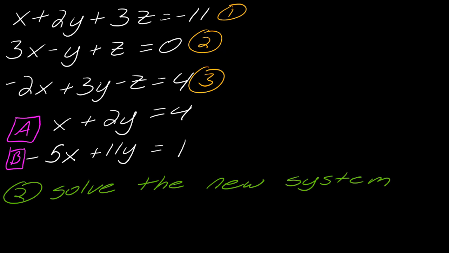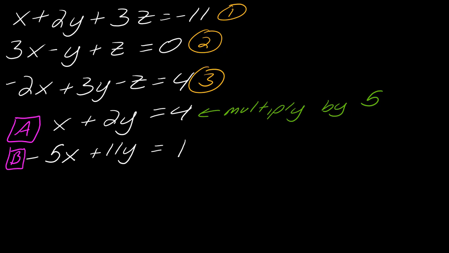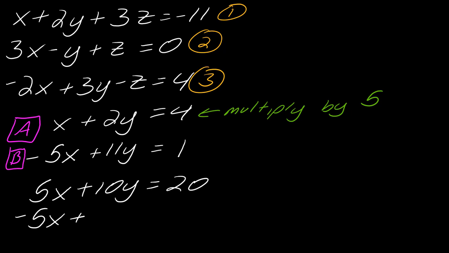So let me note that. So now what I want to do is solve the new system. And I didn't even put any specific methods that you have to use. It's really whatever you think will be best. Personally, I think it will be easiest if I multiply this by 5. So that's what I want to do. So let me make some space. So this will become 5x plus 10y equals 20. And then this other equation is negative 5x plus 11y equals 1.